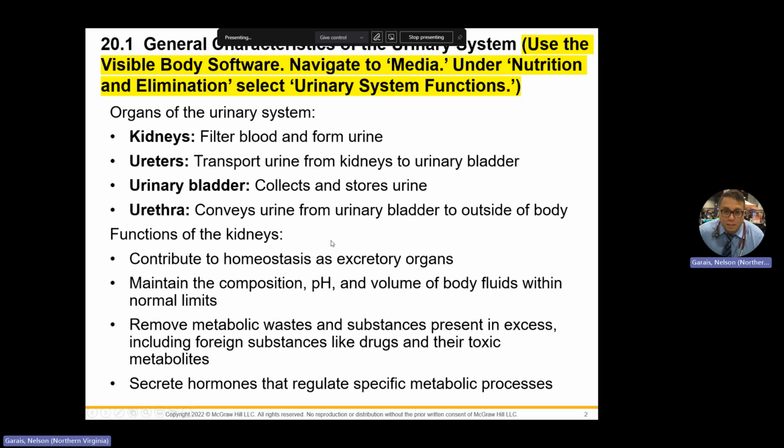And of course, urine is made up of water as well, so the kidneys can also control body fluids. Okay. Another thing is there are certain substances, like drugs and toxic metabolites, that also get released in the urine.